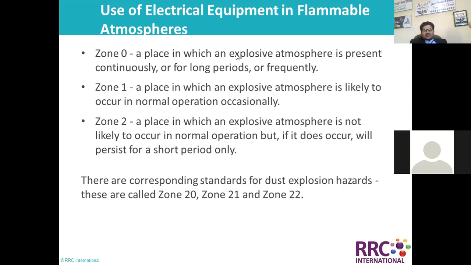So zone 0 is an explosive atmosphere, and zone 1 is a likely to occur explosive atmosphere. Zone 2 is not likely to occur. That means even in normal operations, but if it does occur, it will persist for a short period only. Similarly, there are corresponding standards for dust explosion hazard. Those are called zone 20, zone 21 and zone 22.